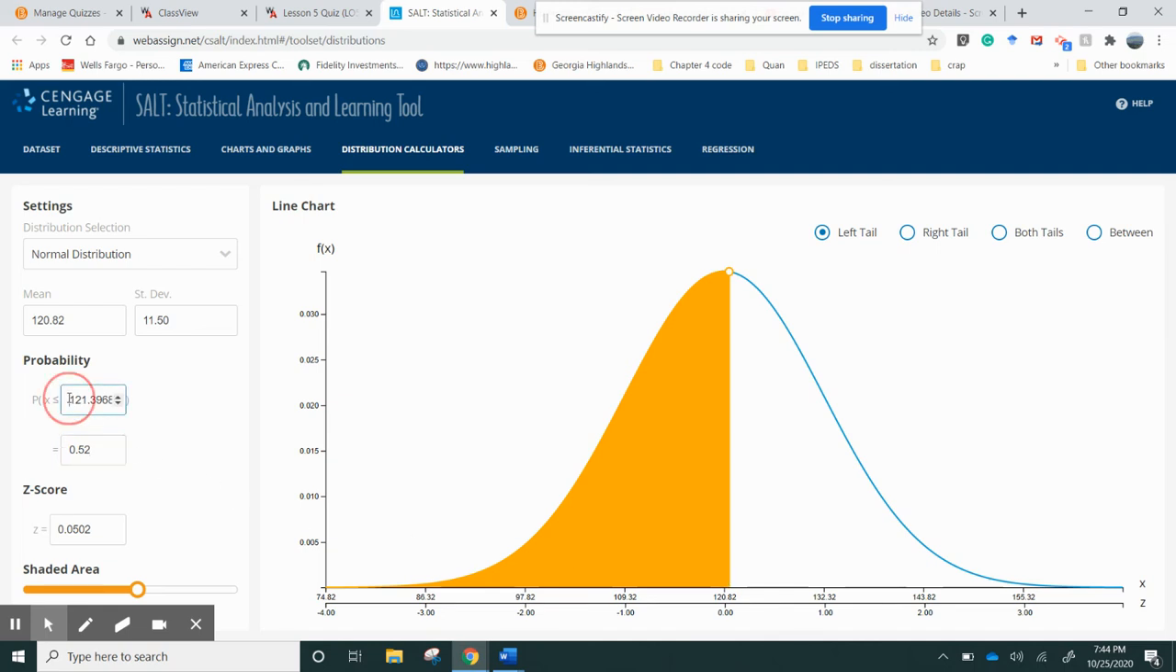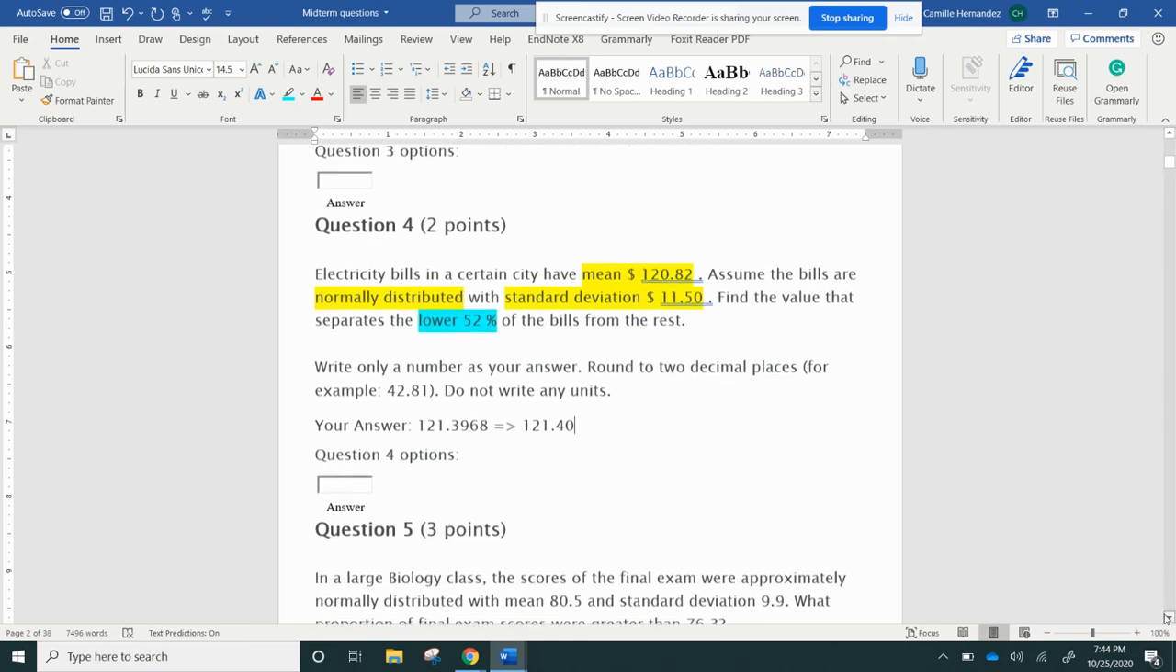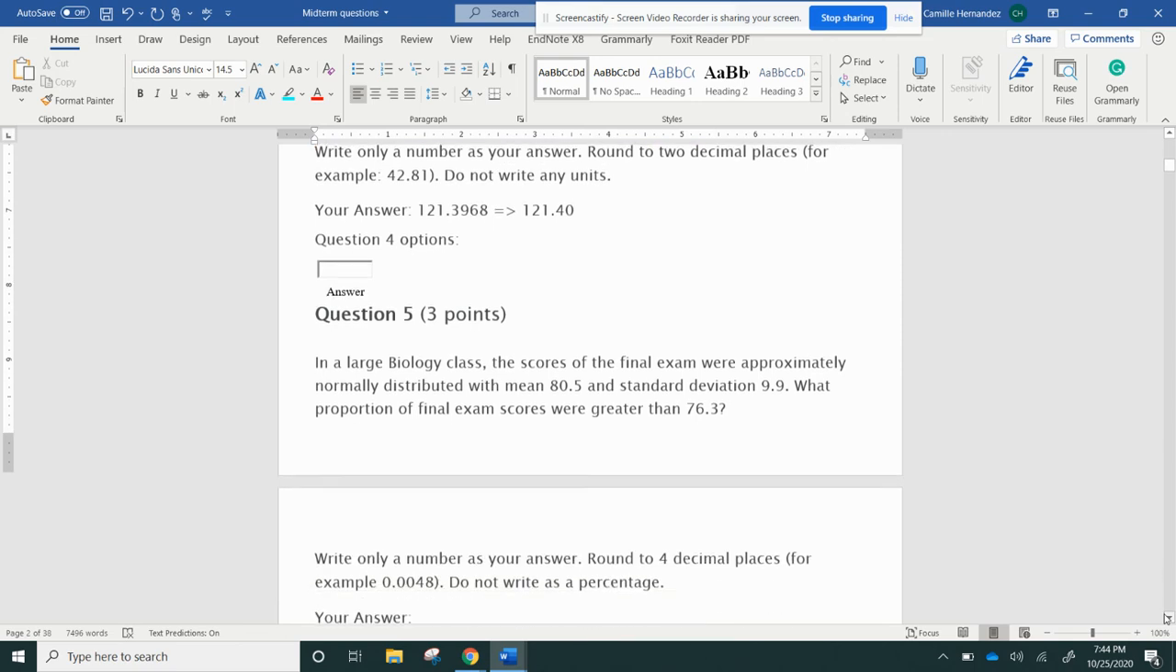So all I'm going to do is get this value right here, and I'm going to plug it in so you can see it. So find the value that separates the lower 52% of the bills. So that amount is $121, and I'm going to round up. So it's going to be $121.40. Okay, so that's how you do that one for those normal distributions. All right, let's do a couple more.